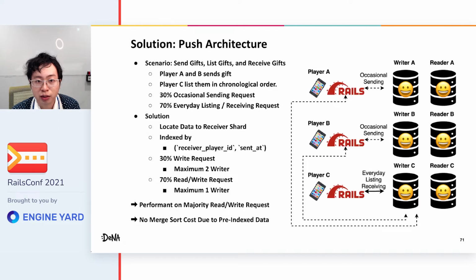The solution here is a push architecture. We locate the data to the receiver's shard, indexed by receiver player ID. By doing this, 30% write requests involve two writers, and 70% read-write requests involve just one writer. Although there is an additional cost on sending gifts, this architecture is performant on the majority read-write requests. Also, there is no merge sort cost due to pre-indexed data.